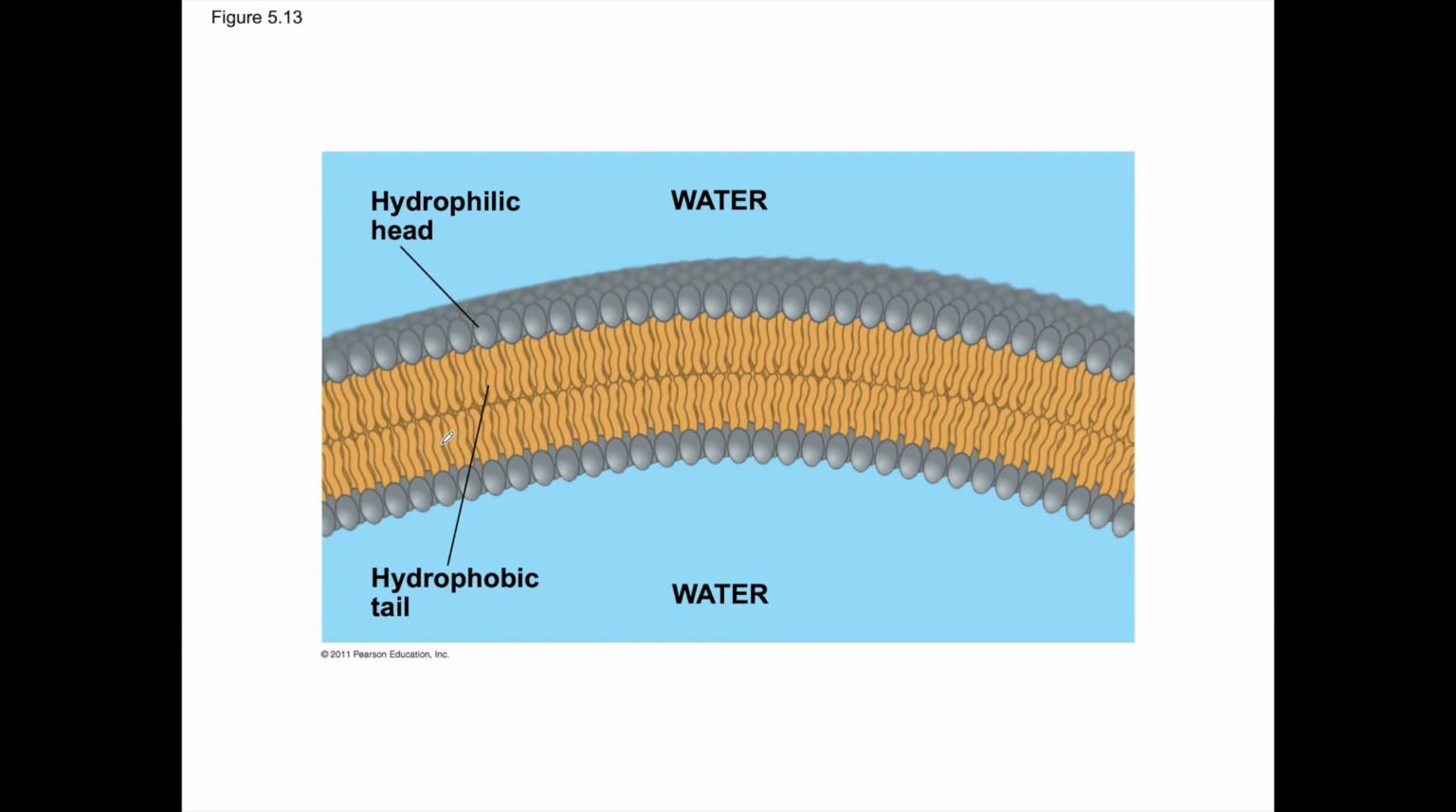Now, why do they do that? Because they're amphipathic. The water-hating tails don't want to be near the water, so they all clump together to try to get away from the water. In contrast, the water-loving heads of the molecules, they're hydrophilic, so they all want to face out towards the water. This molecule, a phospholipid, forms this shape, called a phospholipid bilayer, all on its own.